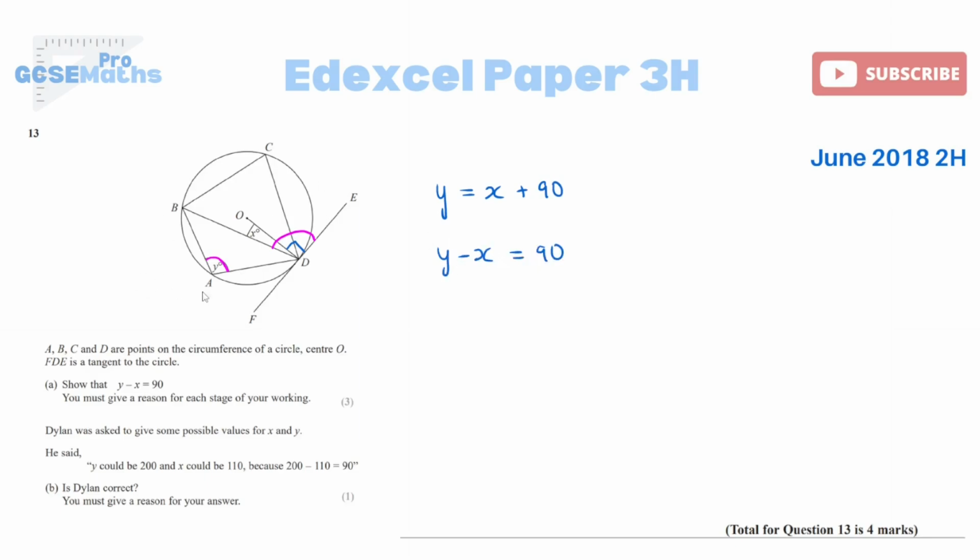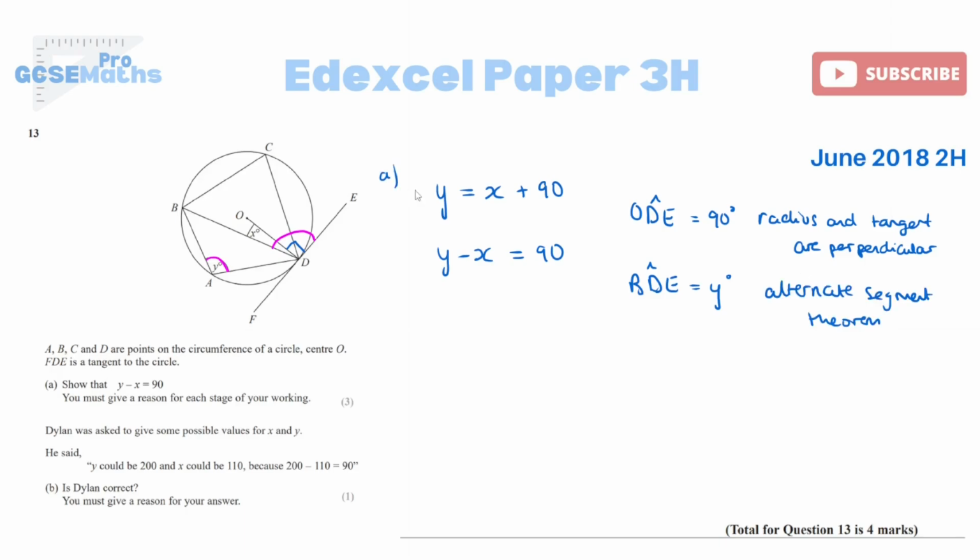Now, there are loads of other ways to get to this point, loads of longer ways, which is fine, you can still get to the same point, but that's the most direct, I would suggest. Now, obviously they said you must give a reason for each stage of your working, so my working, I guess, I could say ODE is 90 degrees because of the radius and the tangent being perpendicular, or some version of that, however you want to write it, and angle BDE as a whole, that's the pink one, is equal to y because of alternate segment theorem. So that would be my working out for part A.